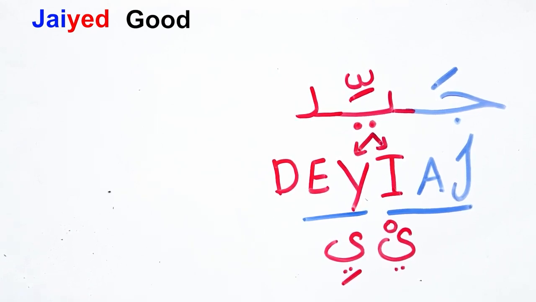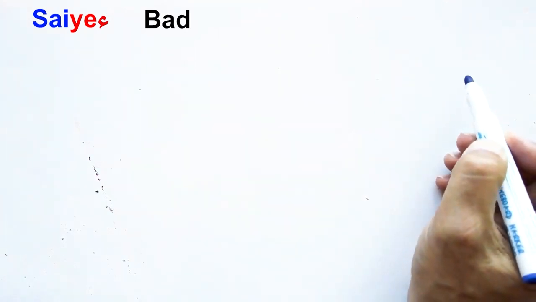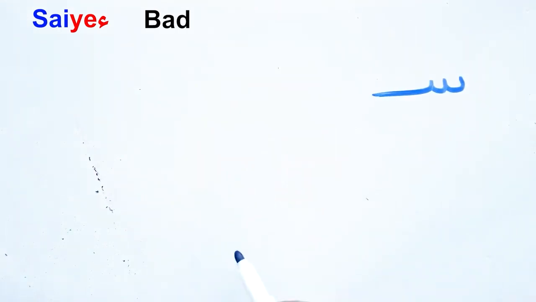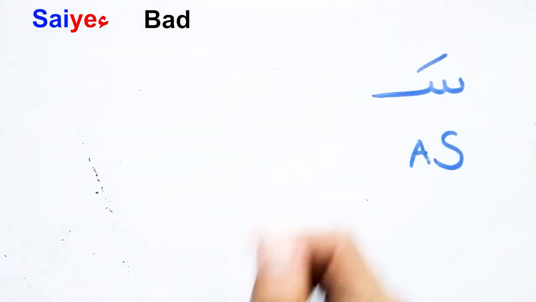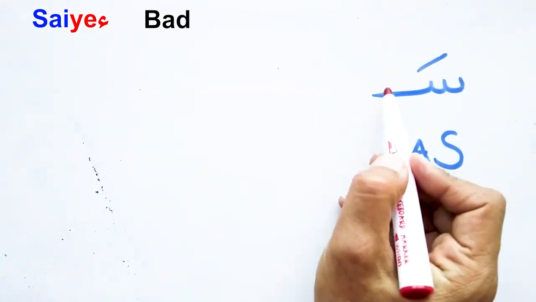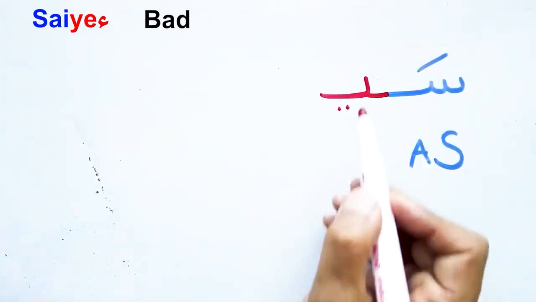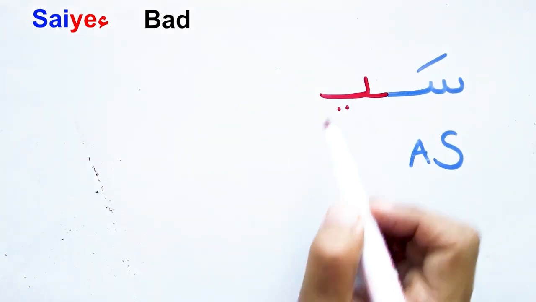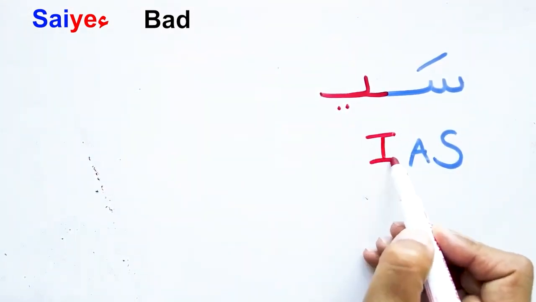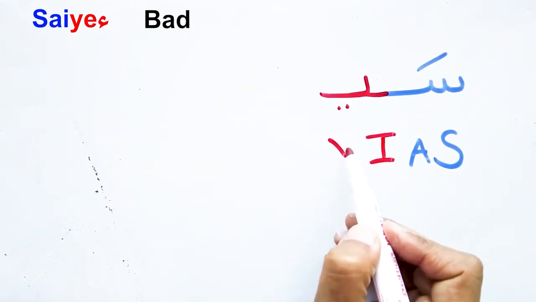Jayyid. Sayy. S. The sound of S. So we have S here. S. The sound of A. S. Say. Now we have, like the previous word, the same letter. So say, but pay attention. I say what? Say, e, e. I pronounce this one two times. The first time it will be like I, and the second time it will be like Y.